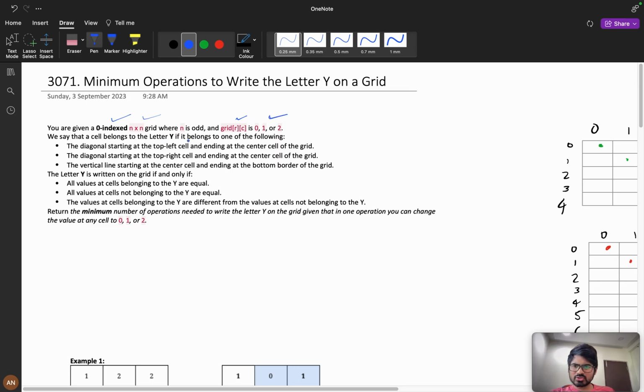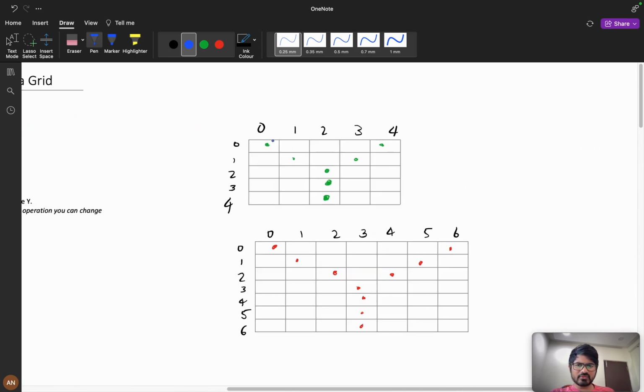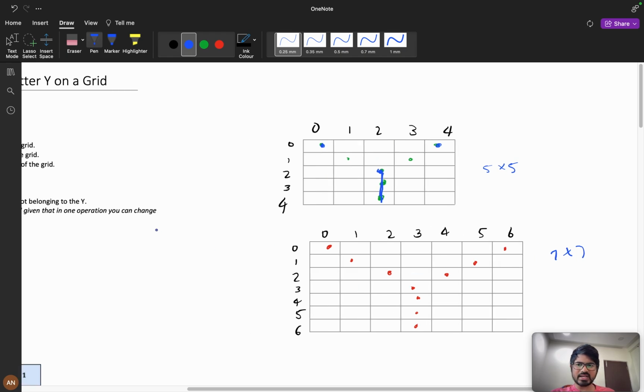We say that a cell belongs to the letter Y if it belongs to one of the following: the diagonal starting at the top left cell and ending at the center cell of the grid, the diagonal starting at the top right cell and ending at the center cell, and the vertical line starting at the center cell and ending at the bottom border of the grid. So the Y starts from the top left and reaches the center, starts from the top right and reaches the center, and from the center it goes till the bottom. This is a 5 cross 5 matrix, and a 7 cross 7 matrix follows the same pattern.